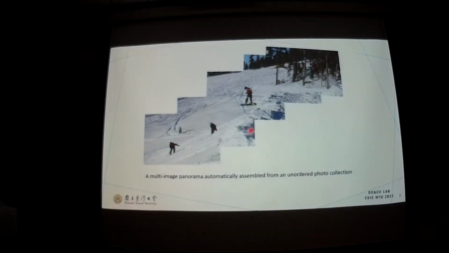And the third one is the multi-image panorama that is assembled from an unordered photo collection. They combine it to get a more interesting image showing people playing ski from different angle positions. So this chapter will mostly discuss how we can get a good image after we do stitching. We will talk about several methods to more optimally estimate the image.